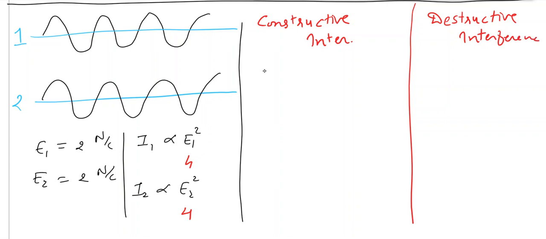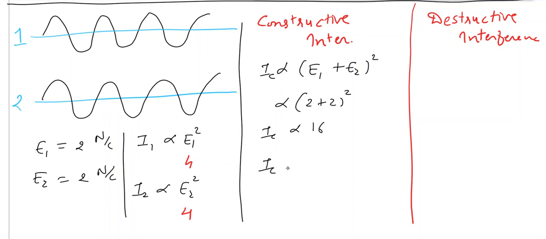So we know that in case of constructive interference, I have to add the amplitudes. So E1 plus E2 whole square. It means 2 plus 2 whole square. Let me call it IC. So IC is proportional to 16. It means that IC is 4 times I1 or IC is 4 times I2. See, resultant intensity is 4 times that of the individual wave. The individual wave has intensity 4, whereas the constructive interference is giving a wave of intensity 16.